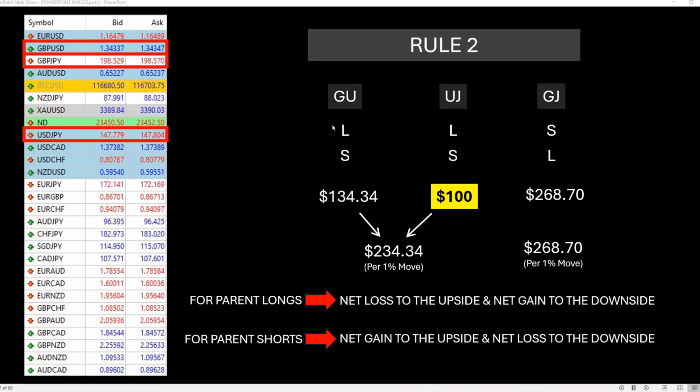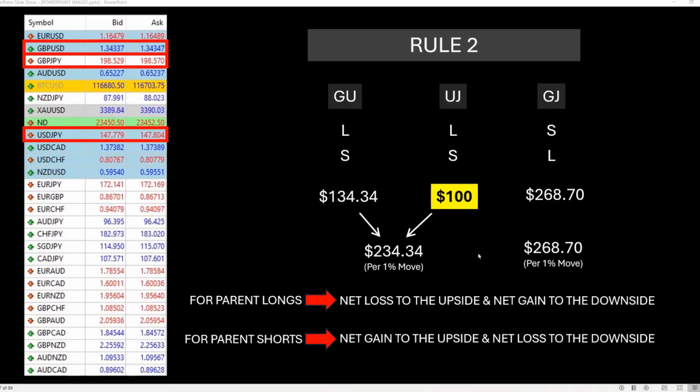But what if the market moves to the downside? Then the parent pairs will be losing, because now the market is moving to the downside. They will be losing $234.34 per every 1% move to the downside. But look at the cross pair. This is making $268.7 US dollars for every 1% move to the downside, and this is making money because it's short. But the parent pairs are long. So overall, if the market moves to the downside, assuming the parent pairs are both long and the cross pair is short, you'll be making money. This will be losing a certain amount, but this will be making more. So overall, there's a net gain.